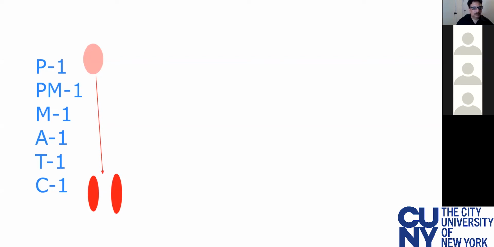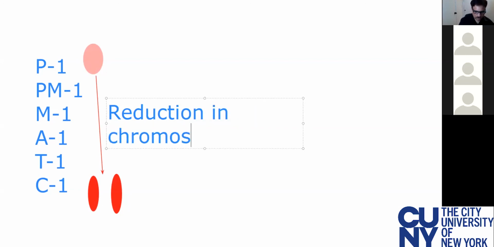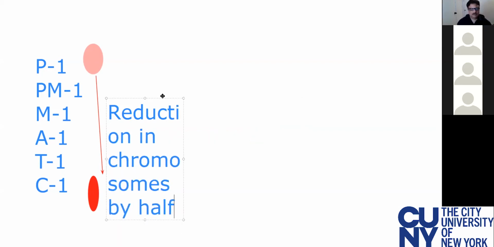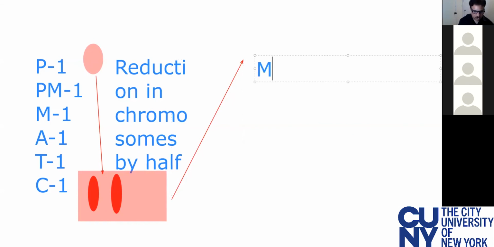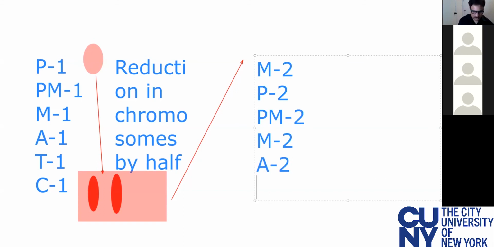These two daughter cells have undergone reduction in chromosomes. Now these two cells enter into another division called meiosis two. This meiosis two is made up of prophase two, metaphase two, anaphase two, telophase two, and then cytokinesis two. At the end, these two cells enter into meiosis two, and then they form four cells.